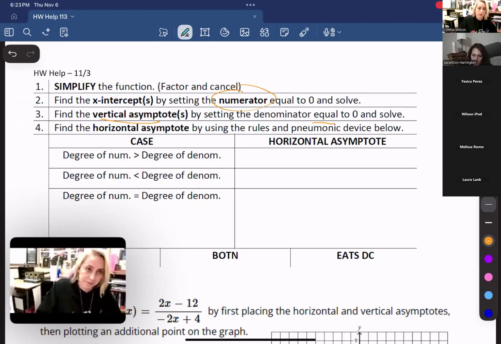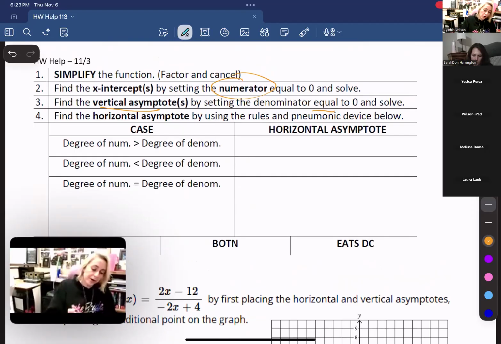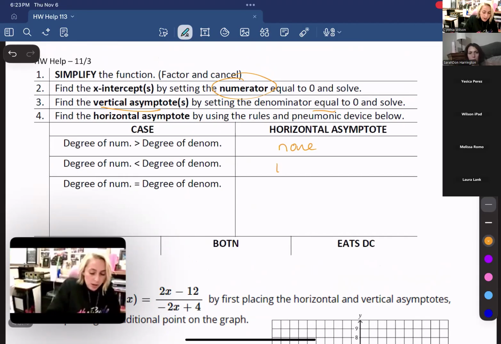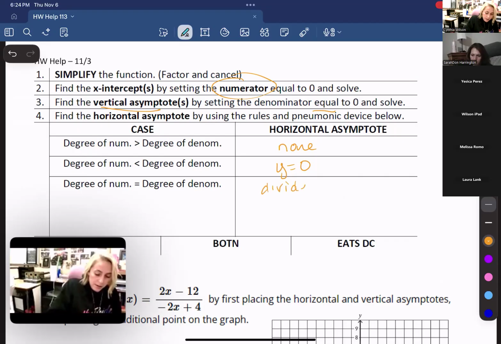Horizontal asymptotes. I'm going to show you what it looks like and then give you a mnemonic device that helps. If the degree of the numerator is greater than the degree of the denominator, you do not have a horizontal asymptote. If the degree in the numerator is less, so the highest exponent in the numerator is smaller than it is in the denominator, then your horizontal asymptote is automatically y equals 0. And if the degrees are equal, so the same exponent on top and bottom, then you divide your coefficients.